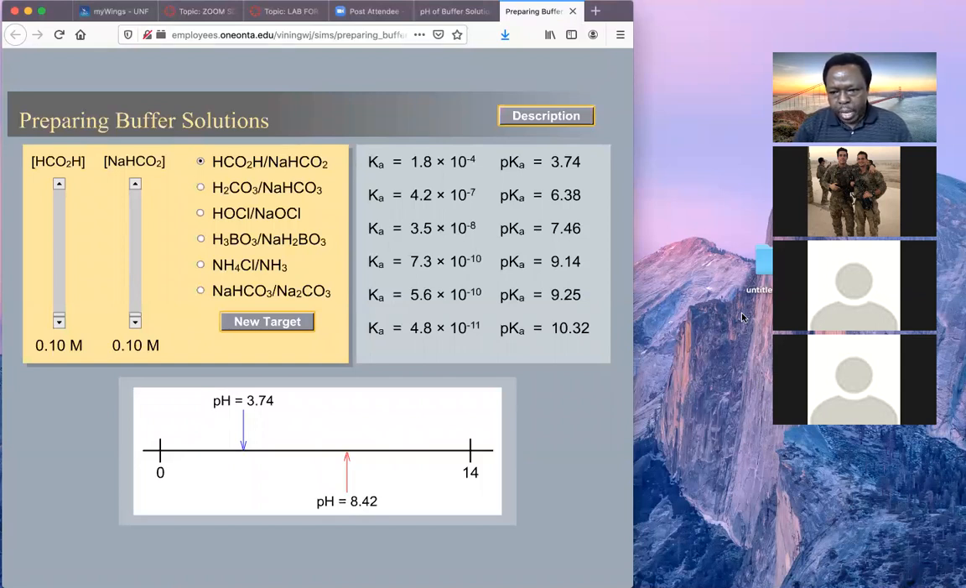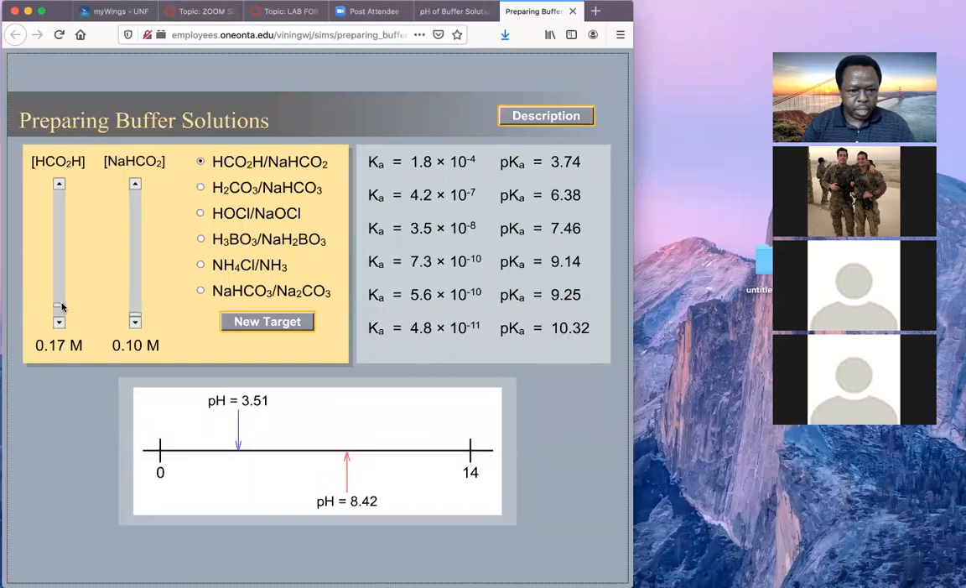Adam, how do we enter the pH target? Yes, that's what I'm going to show you. Hold on. This is what I want to do. For this one, if this is the pH target, I'm just going to adjust this and see how it changes. You see, it's changing, and then I may just want to adjust until I get the new pH.